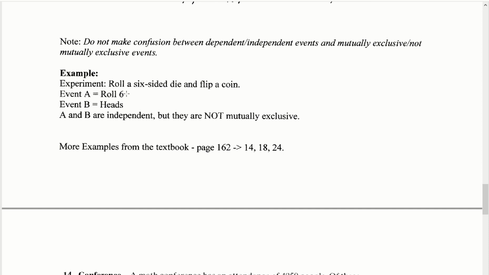Nonetheless, these two events would not be mutually exclusive because it's entirely possible for them to happen at the same time. You could first roll a 6 on the die and then flip a coin and get a head. So because they could happen at the same time, that means that they are not mutually exclusive, yet nonetheless they're still going to be independent because the occurrence of one event isn't going to influence the probability of the occurrence of the other event.